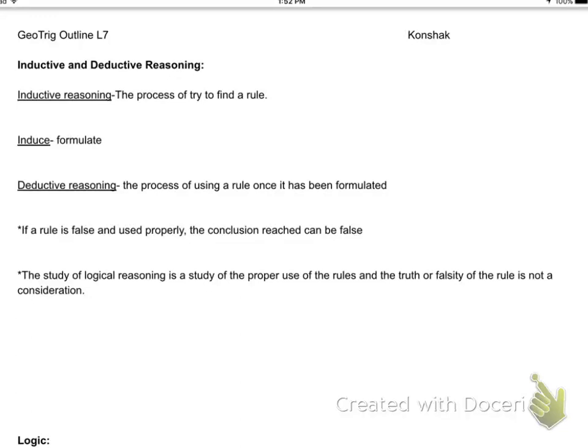Geotrig lesson 7. We'll call this day 1. Today we're going to talk about inductive and deductive reasoning and coming up with an argument that's going to be valid or invalid.